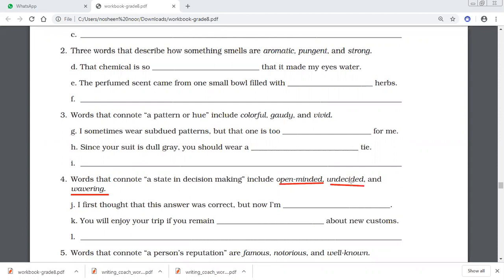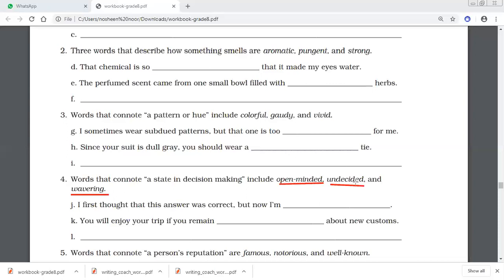Undecided is somebody who cannot reach a decision, who cannot decide on doing something. Okay? Wavering is someone who is doubtful of his decision, who has made a decision but is doubtful whether it is right or wrong. Wavering literally means to sway to and fro, having a doubt on whether my decision is correct or incorrect, or should I change or go with it. So wavering is also being indecisive but with doubts.